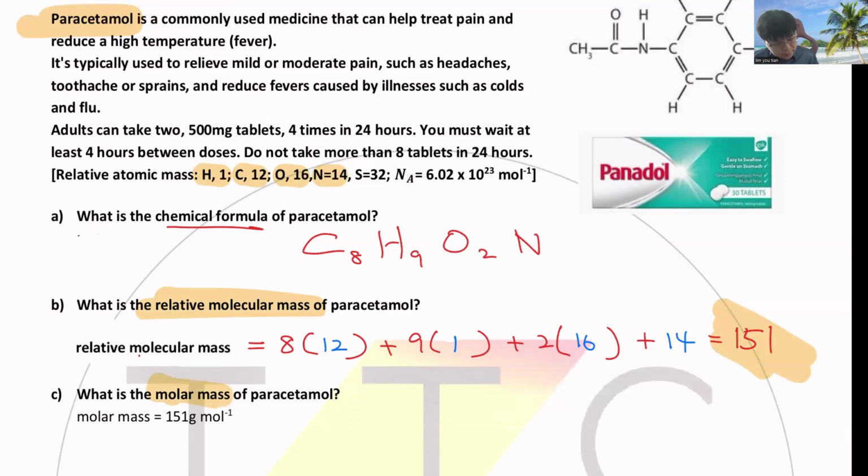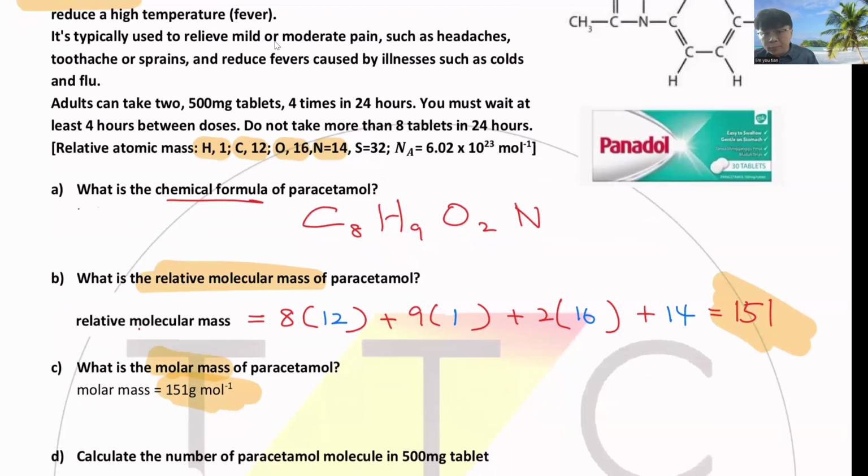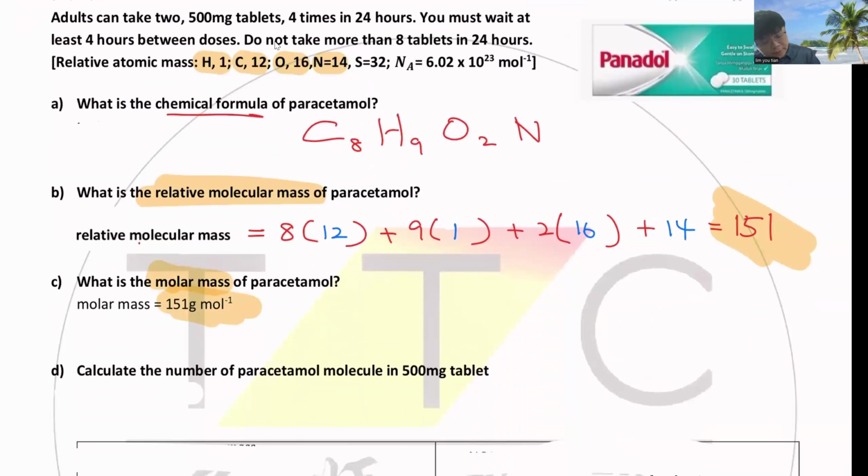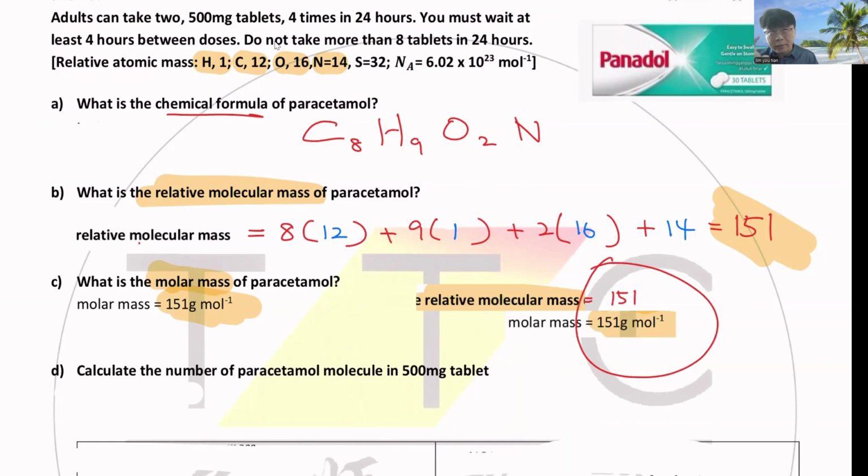The molar mass has a unit. So actually, they are the same thing. The only difference is that relative molecular mass doesn't have any unit. This is something that I need you to remember for your coming exam. You must remember this. Both of them are the same number, 151.